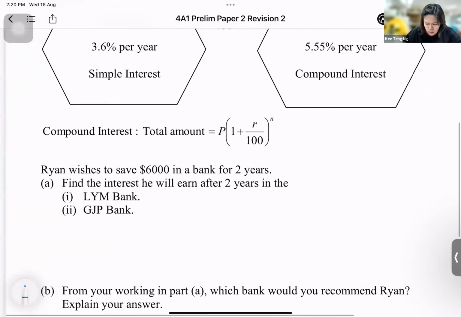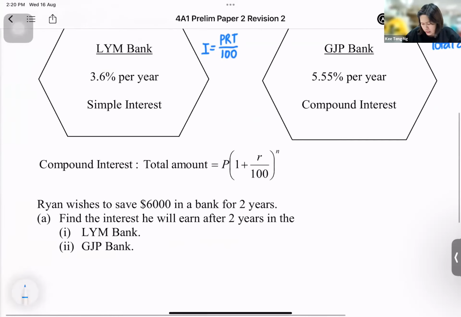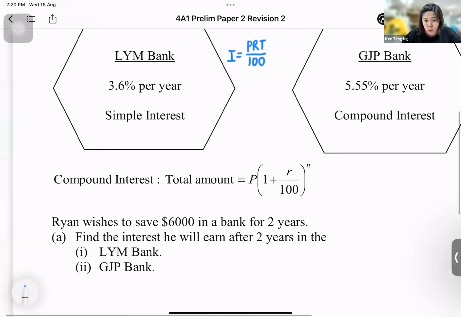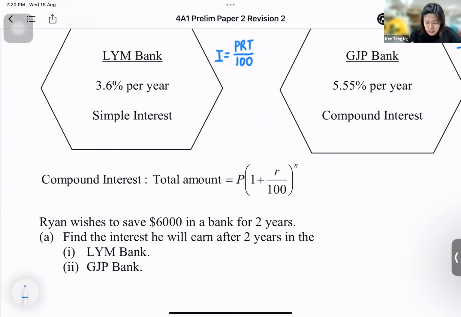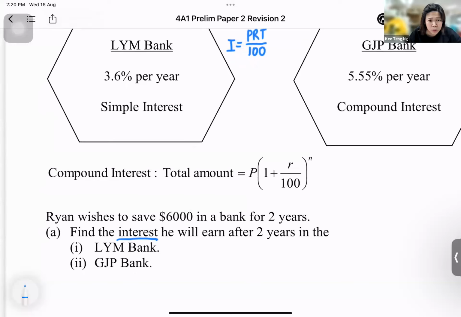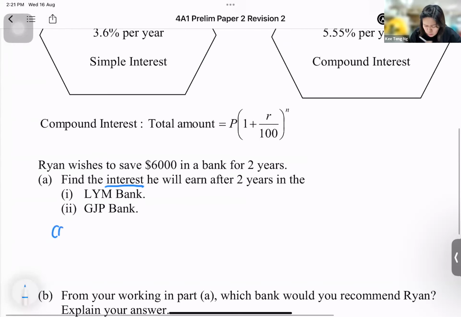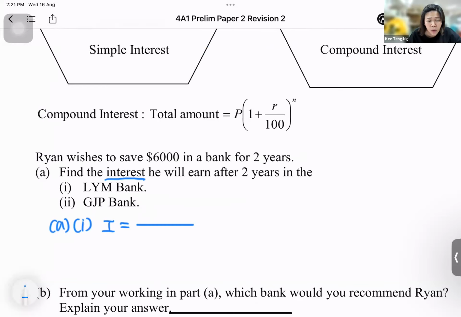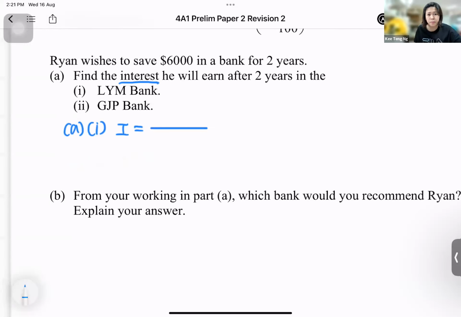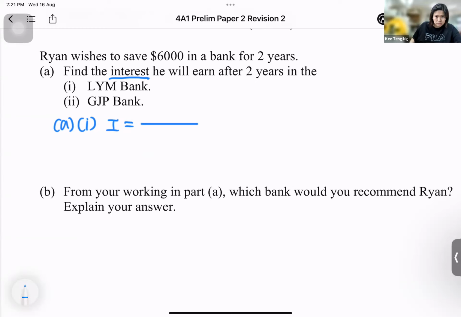Right, let's take a look at the question. Ryan wants to save 6,000 in a bank for 2 years. Find the interest only that he will earn after 2 years. Okay, so in the LYN bank, this one is already the simple interest. So part 1, following my simple interest formula, I equals PRT over 100. Anyone can tell me what number times what number?